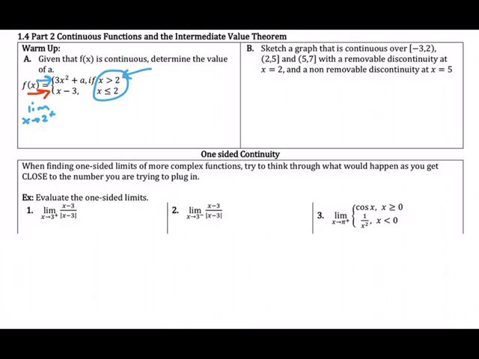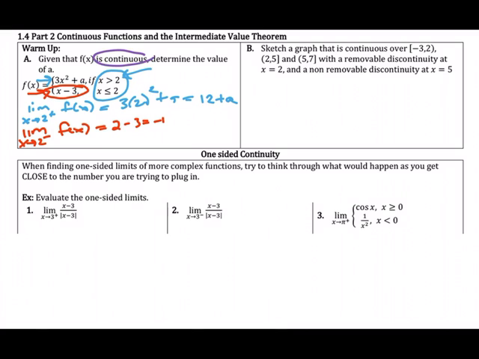If I plug 2 in, I'm going to get 3 times 2 squared plus a. 2 squared is 4, times 3 is 12, so this is going to be 12 plus a. So the limit as x approaches 2 from the right is 12 plus a. The limit as x approaches 2 from the left of f of x is going to be what we get if we plug 2 into this piece of the function, which is 2 minus 3, or negative 1.